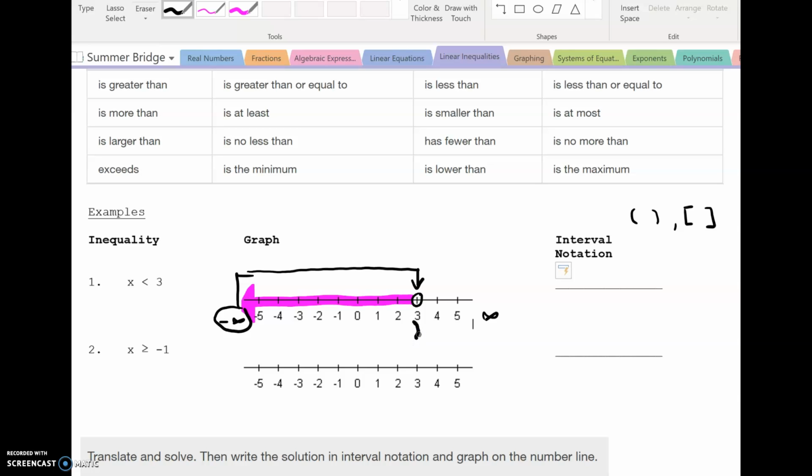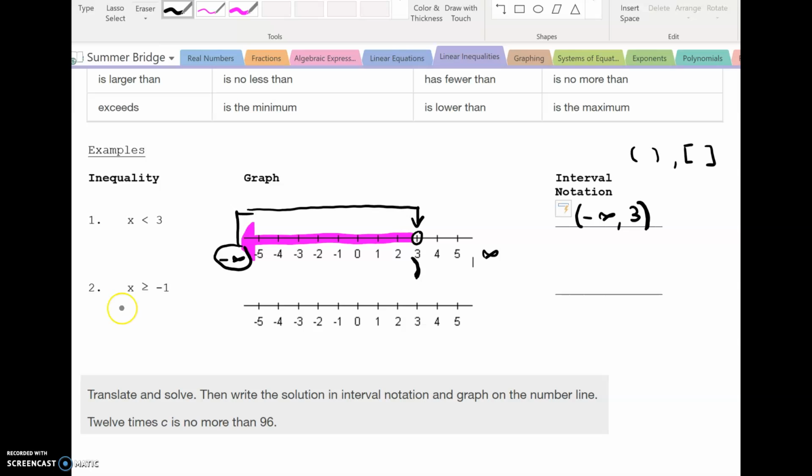The other thing I want to note is that you always use parentheses with infinity. So interval notation would be negative infinity to the number, which is 3. And then we have to decide, are we using parentheses or brackets? Because it's not an equal to, then we're going to use parentheses. Just like here we used an open circle, it's the same thing as if we used a parentheses. So we would do a parentheses there as well. And we just did interval notation, okay?